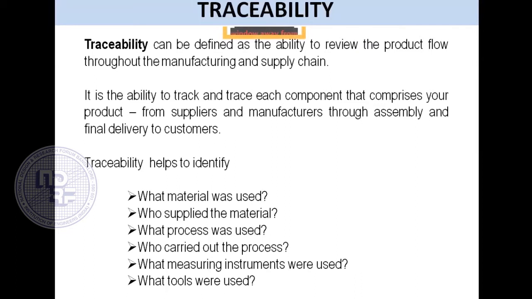Because traceability is the ability to track and trace each component that is fitted onto the aircraft from the suppliers and manufacturers through the various assembly processes up to the stage of delivery to the customers. So, by ensuring that traceability is maintained, we will be able to identify at any point of time what is the material used on an aircraft, who has supplied that material, what process was used in the manufacture of that particular part, who has carried out that particular process, what measuring instruments were used, and what tools were used. So all these things can be identified by having proper traceability.